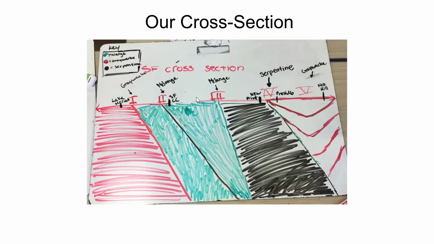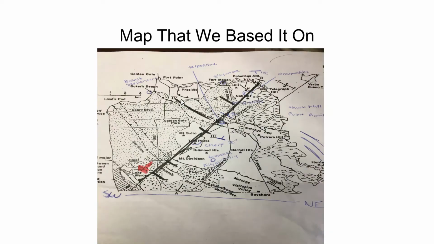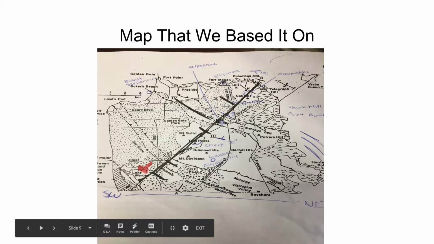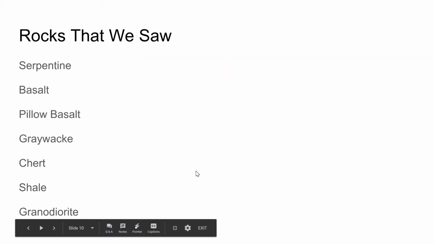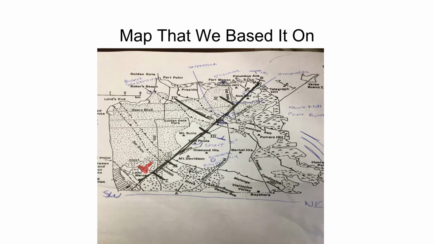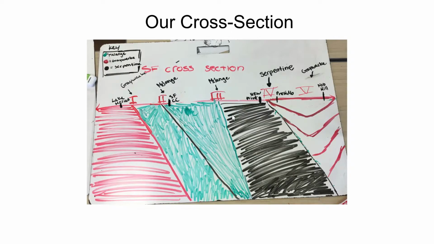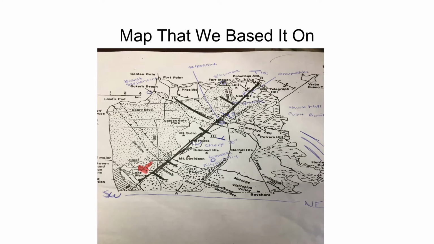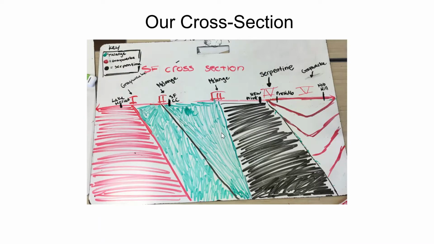Some of the landmarks that are near these points are the SF City College, which is near point 2, which is right here, and Lake Merced, which was to the left of point 1, the New Mint, which is where we saw Serpentine, which is basically right next to the point, and the Presidio and Nob Hill.